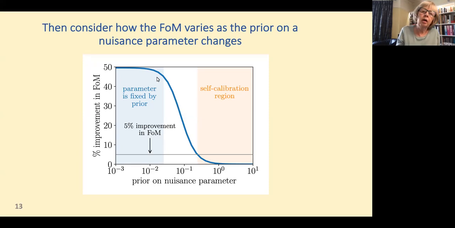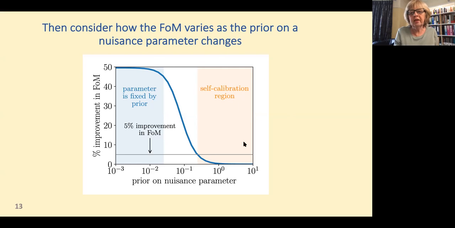And then eventually it becomes so tight that the figure of merit is constrained by the prior completely, and tightening the prior any more just, again, doesn't have any effect.